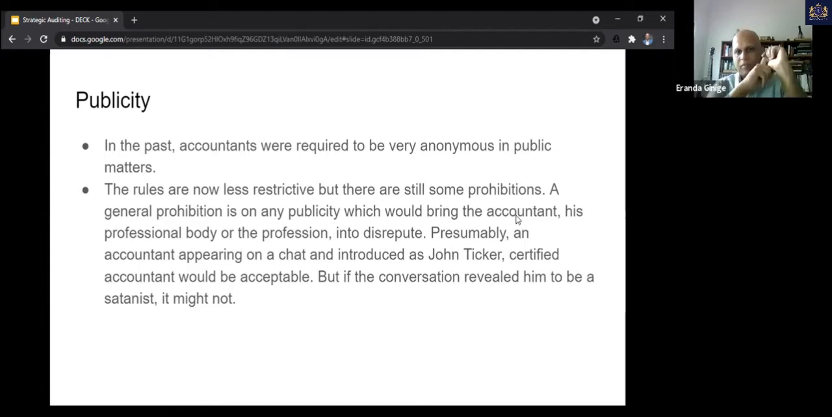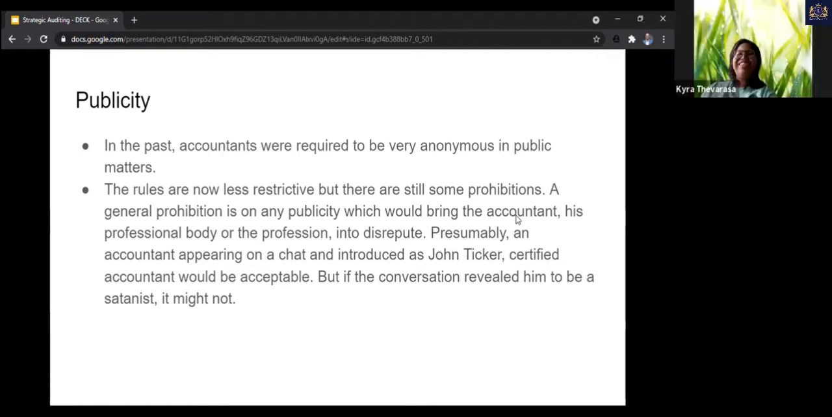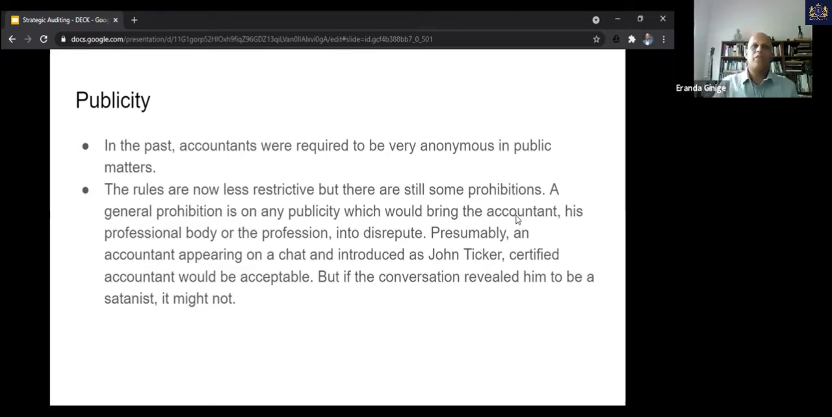They have given an example here. An accountant appearing on a chat can introduce himself as John Ticker, certified accountant. That's acceptable. But he can't say that he's a Satanist, or Satanist, however you want to call it. That's going to create an issue with his profession. So this is about how an accounts firm makes public statements, right?